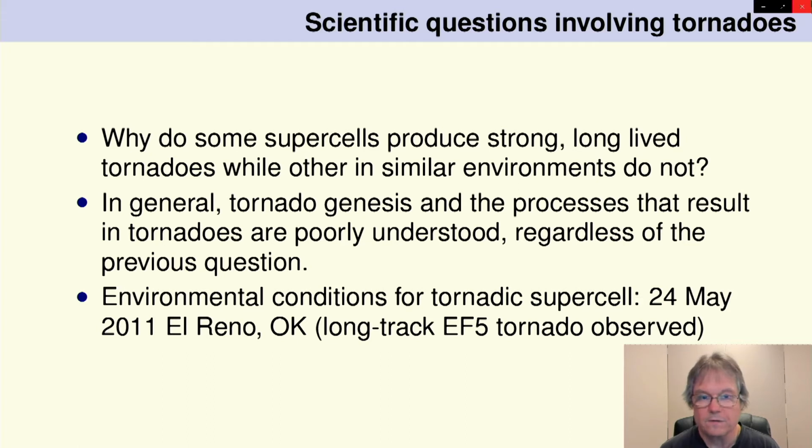One way to do that is through numerical work. It's much easier to run a big simulation than it is to get a field project together, assuming you have the computer resources to do the work that I do. We're using a storm that occurred in the United States. The initial conditions are the 24 May 2011 El Reno supercell in El Reno, Oklahoma. This produced a long-track EF5.